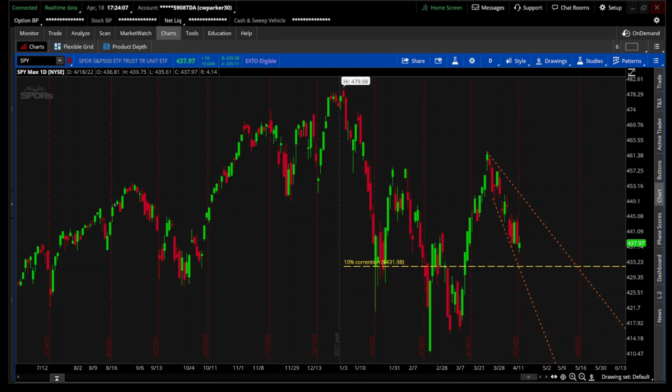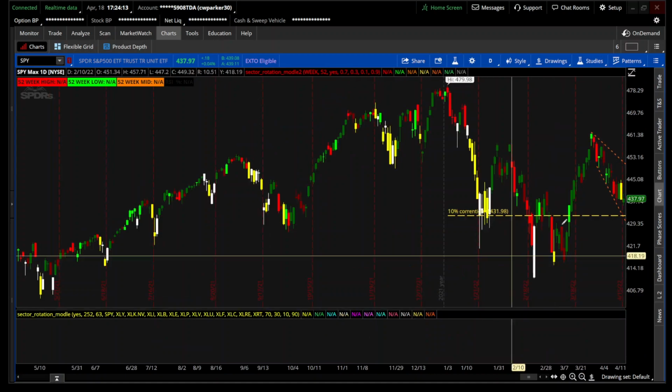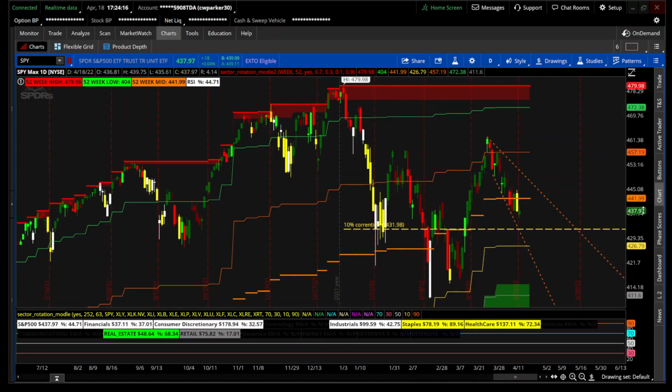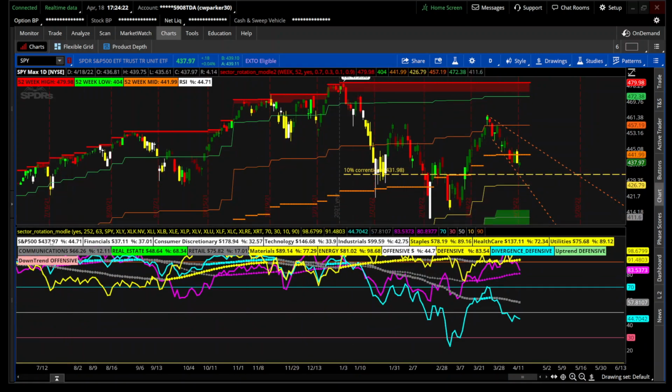Today I will introduce you to the sector rotation model indicator. As you can see in the lower part of the indicator, I've put all the different sectors in here and I've grouped some of them into the offensive and defensive. The offensive would be the financials, consumer discretionary, technology, industrials, and materials. For the defensive, I've grouped together consumer staples, healthcare, and utilities. And energy is going to be by itself.